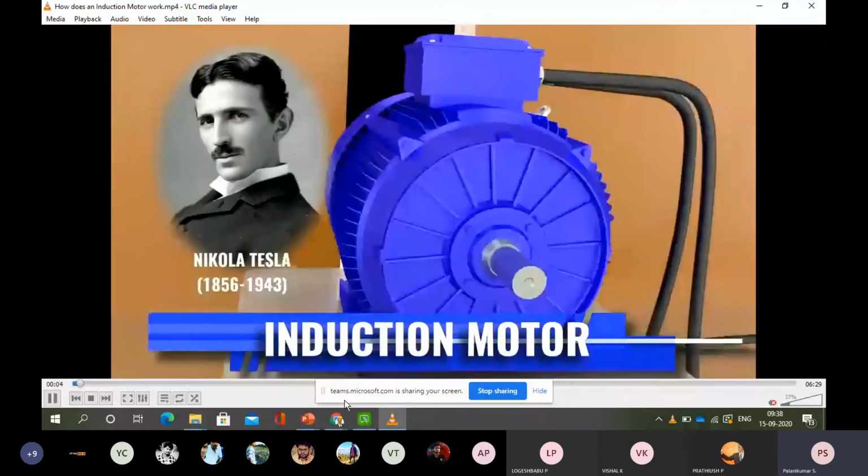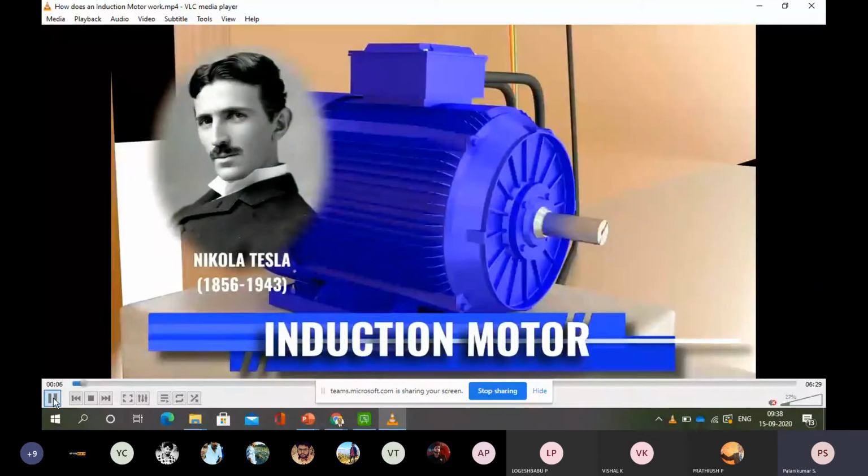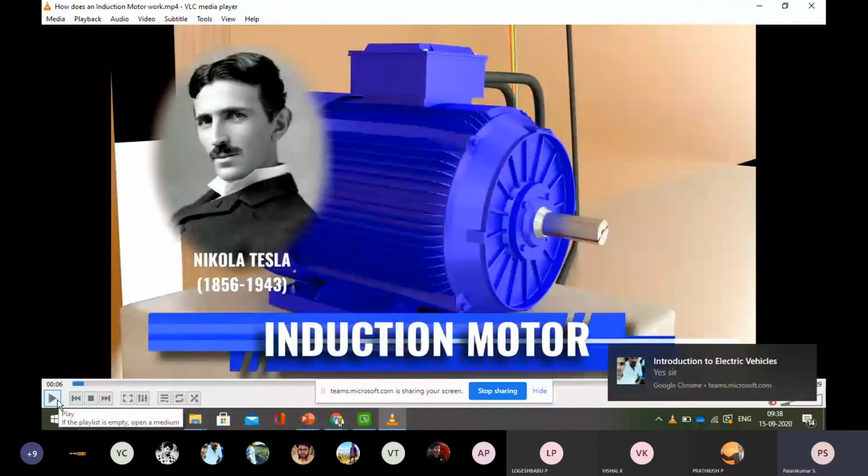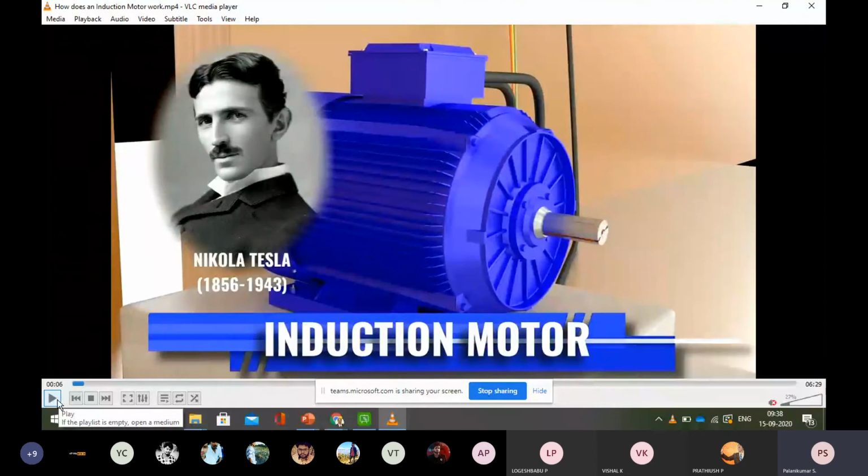Yes, sir. Okay, this is an induction motor. Actually, it was invented by Nikola Tesla. In industry, if you see, 90% of the motors are induction motors only. So 90% of the motors in industries are induction motors only.